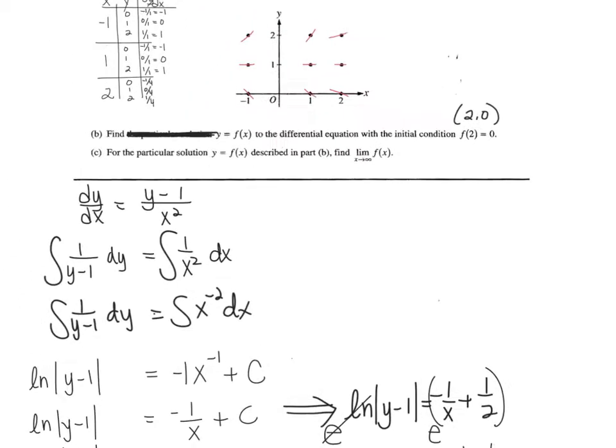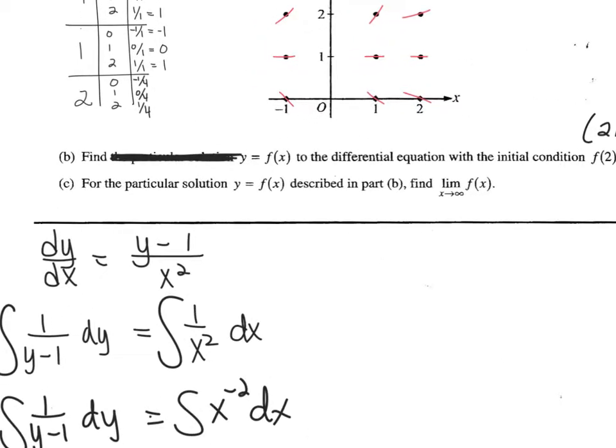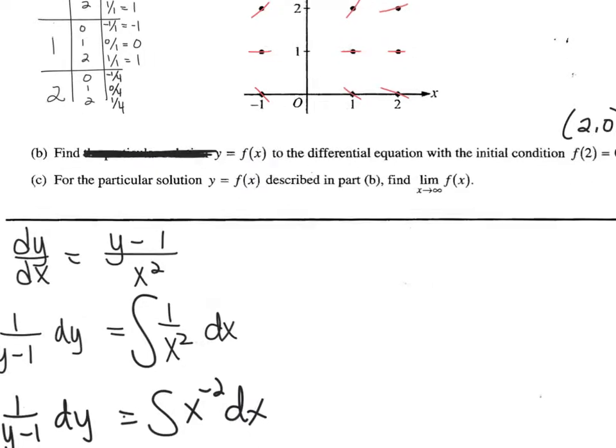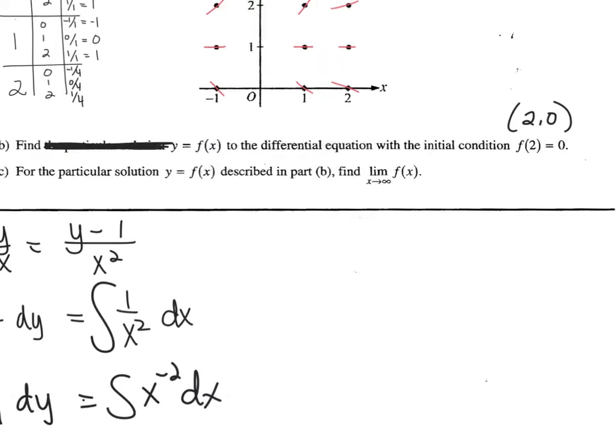Okay, the next part, letter C, says for the particular solution y described in part B, find the limit as x approaches infinity. Whatever you find in part C, make sure you do this problem. Even if you come up with an answer that you really think is totally wrong and definitely can't be right, you still want to do this. Because whatever you use in part B, if you do it correctly in part C, it should count.